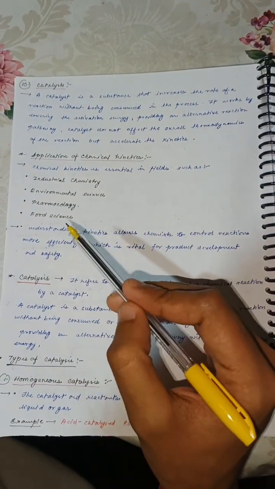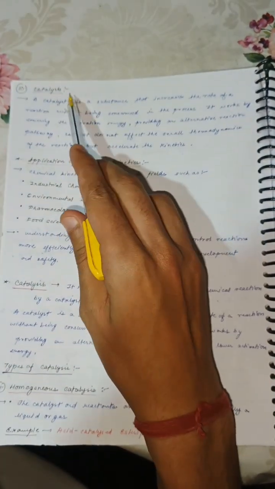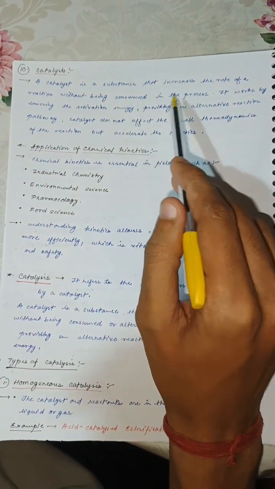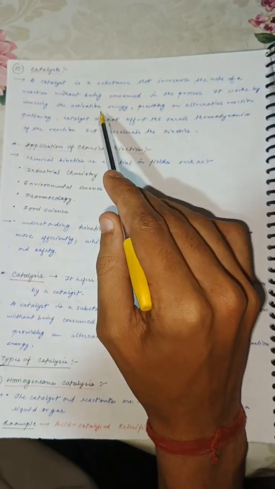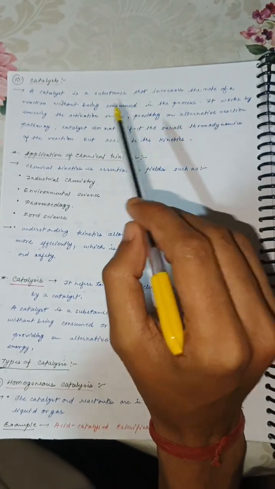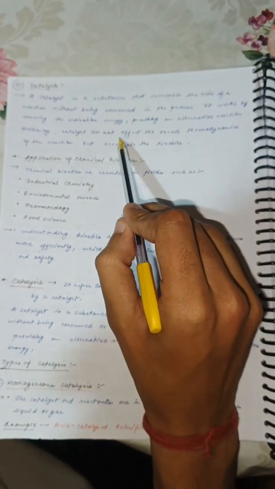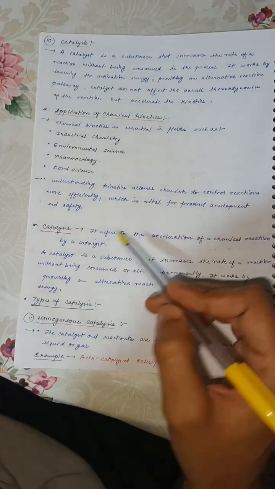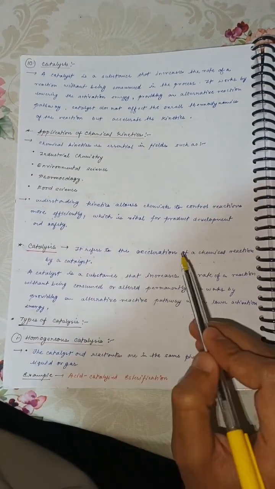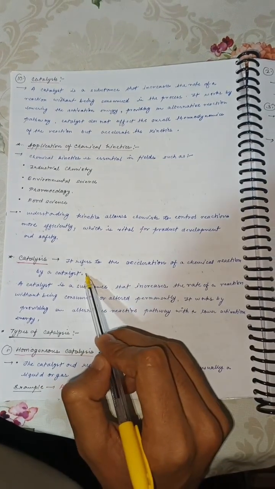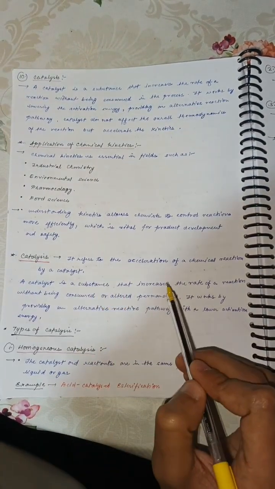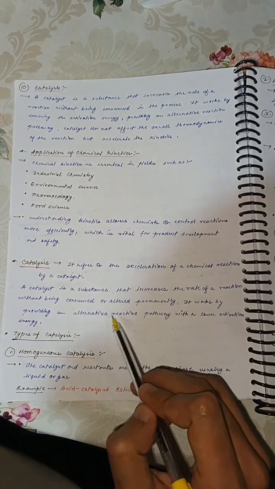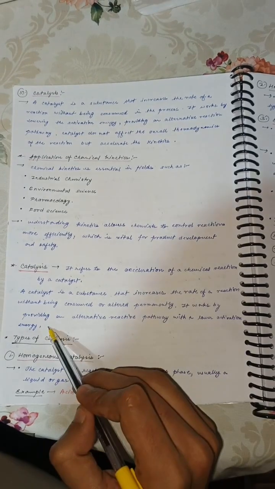And now our second topic is catalysis. So, what is a catalyst? A catalyst is a substance that increases the rate of a reaction without being consumed in the process. It works by lowering the activation energy, providing an alternative reaction pathway. Catalysts do not affect the overall thermodynamics of the reaction but accelerate the kinetics. What is catalysis? It refers to the acceleration of a chemical reaction by a catalyst. A catalyst works by providing an alternative reaction pathway with a lower activation energy.